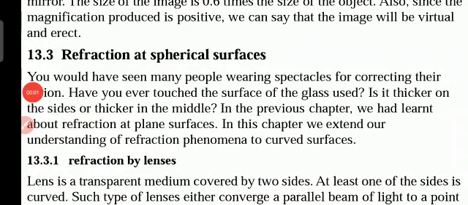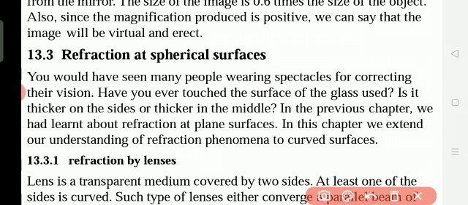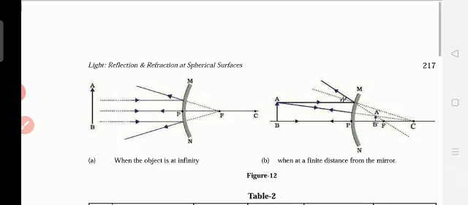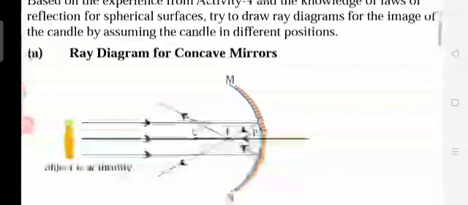Good morning students. Today we will see about refraction at spherical surfaces. Spherical means what? Round shape. Okay, so till now we studied about reflection. Reflection means all the rays are only on the front side. Okay, so here we will see some picture examples.